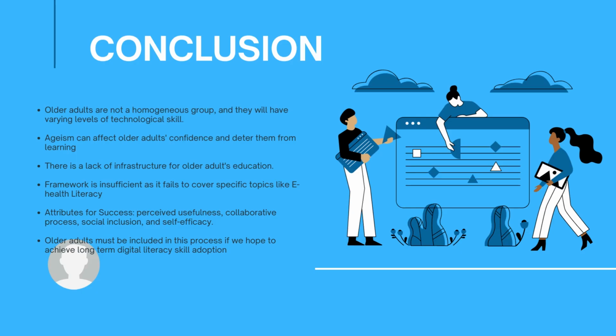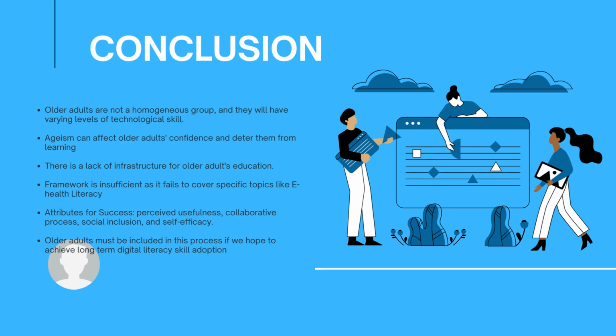So these are my final conclusions from analyzing these programs and digital literacy terminology. So, one, older adults are not a homogeneous group and they will have varying levels of technological skill. Ageism can affect older adults' confidence and deter them from learning. There is a current lack of infrastructure for older adults' education. Future research could possibly look into programming within public libraries, universities, or communal centers or maker spaces.